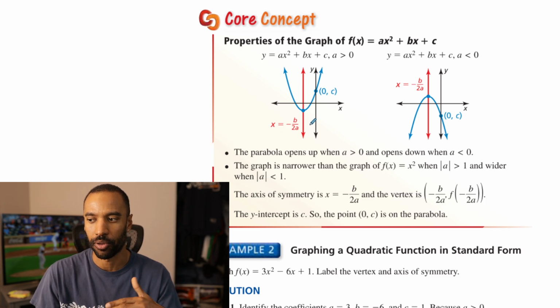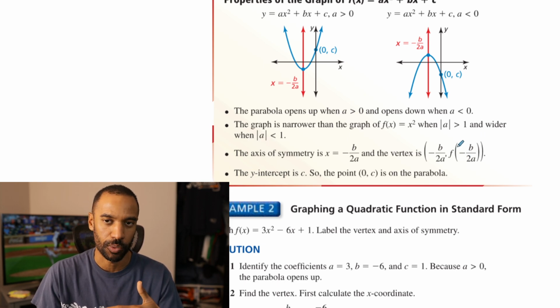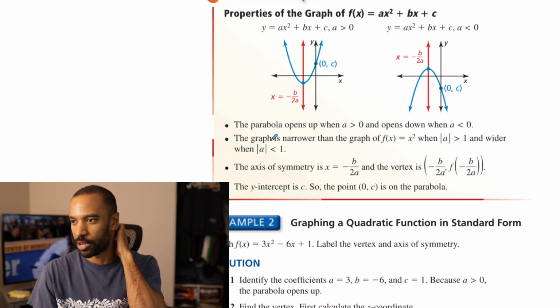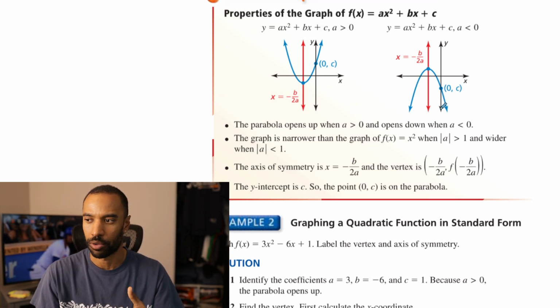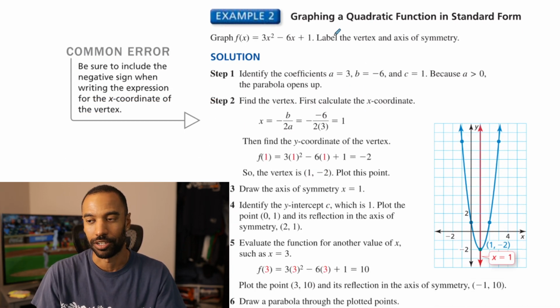And like I said, you got to plug that value into your equation, f of negative b over 2a, to get the y value of the vertex. So there's restating all that information again. If a is negative, it's going to open downward. Same thing. It's still a stretch factor, still a reflection factor.